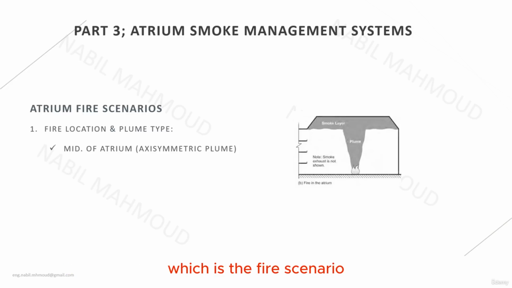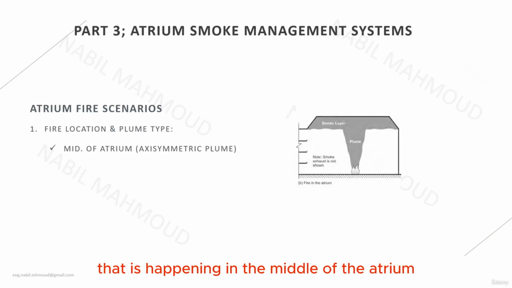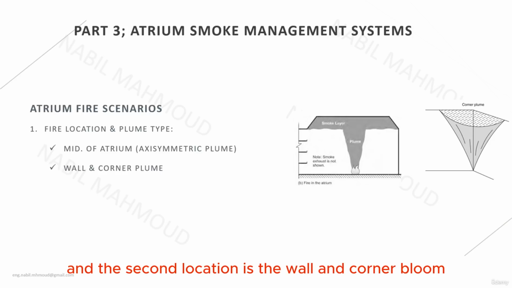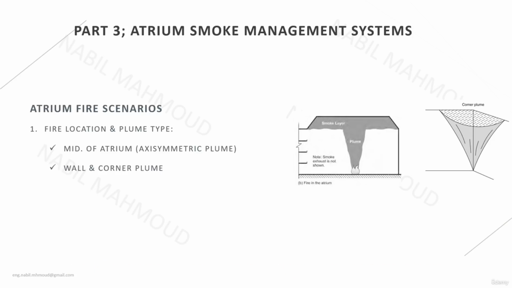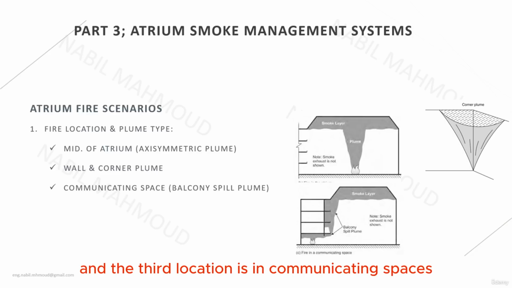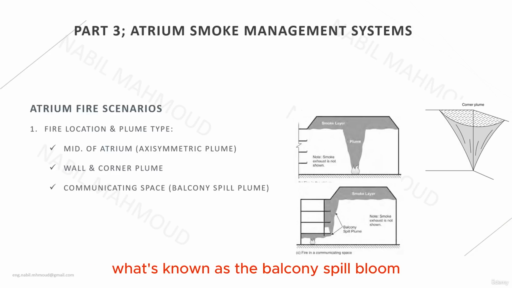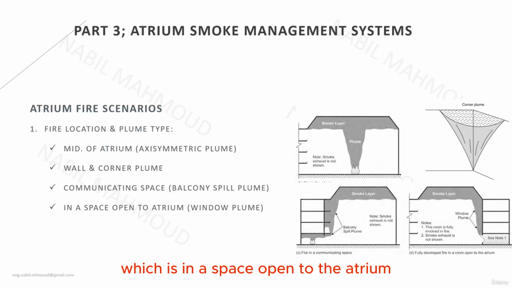The first one is the fire scenario that is happening in the middle of the atrium, and this is known as the axisymmetric bloom. The second location is the wall and corner bloom. The third location is in communicating spaces, what's known as the balcony spill bloom. And the fourth location is in a space open to the atrium, which is known as the window bloom.